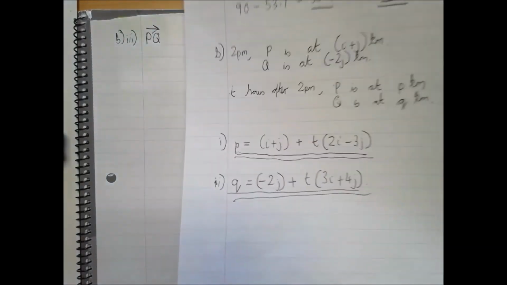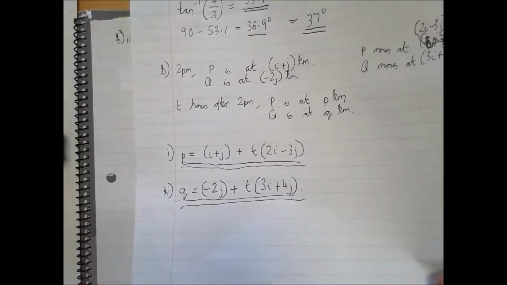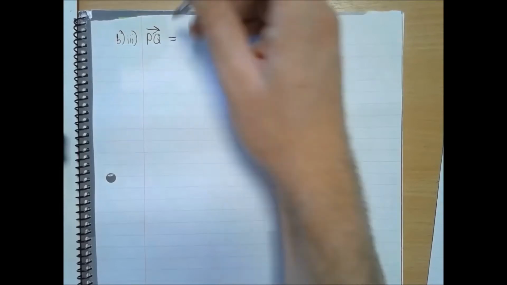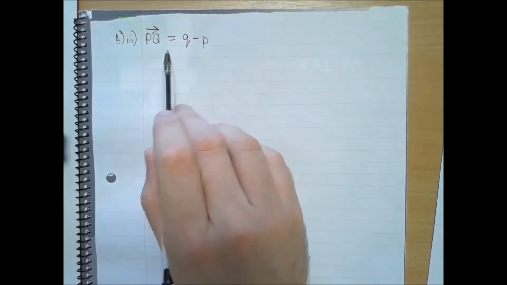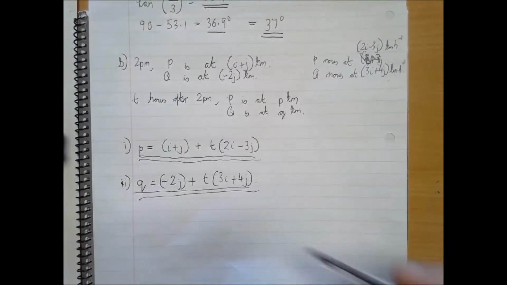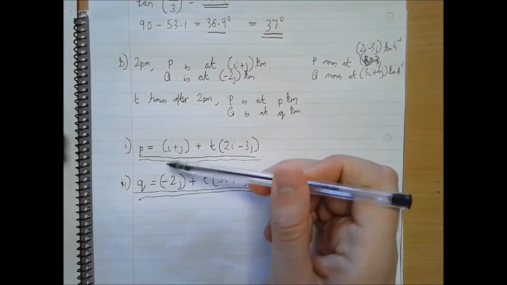Okay, so part 3 of question 4. Now previously we've done parts 1 and 2 of part B, and we got those for P and Q. Now what they're after here is an expression for P to Q. In order to do this, that'll just mean Q minus P. So that'll tell you the distance travelled between the two. So what we're effectively going to do is take these away from each other.